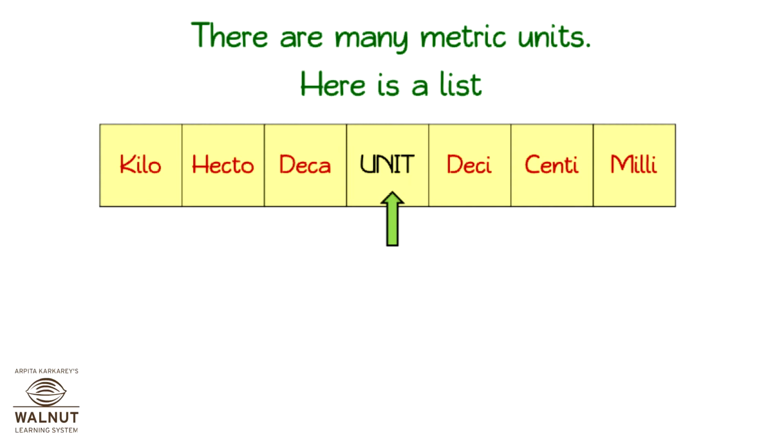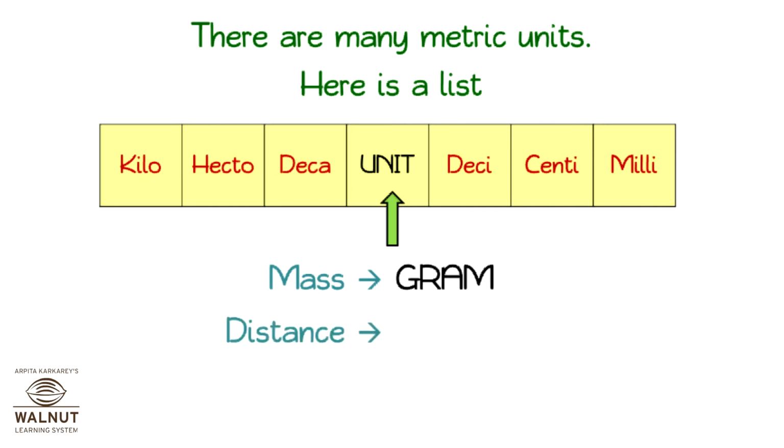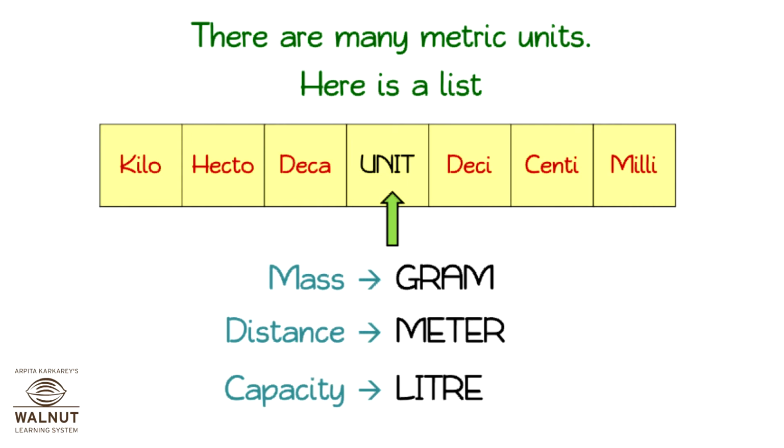What goes in the unit place? It depends on what we are measuring. If you are measuring mass, the unit is gram. If you are measuring distance, the unit is meter. If you are measuring capacity, the unit is liter. When you attach the unit to the name, you get the units of that system. Let's try it.